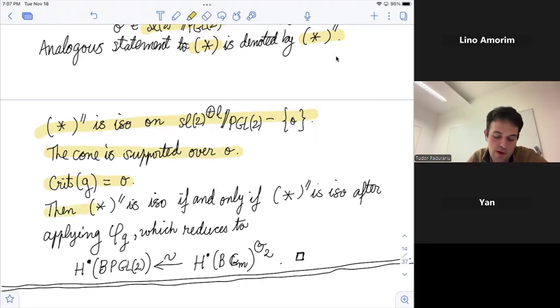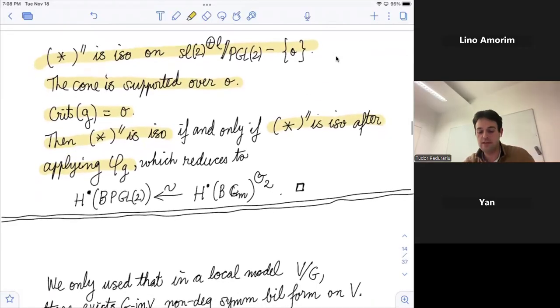So the map we want to show is an isomorphism if and only if it is an isomorphism after applying vanishing cycles. So again, this reduces to two sheaves that are supported over the origin, the singular point O, times some cohomologies. The cohomology on the left-hand side is B PGL2, and on the other side it is B of the maximal torus and then Weyl invariants, which is an isomorphism. Yeah, so this is the idea.